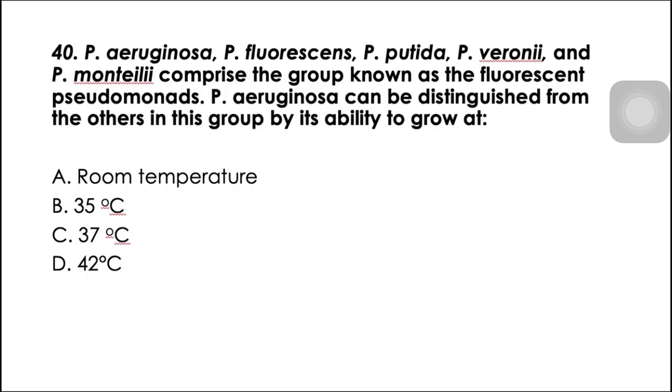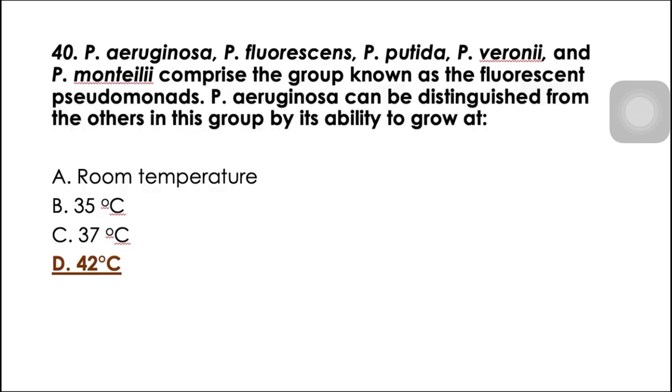Next, number 40, Pseudomonas aeruginosa, Pseudomonas fluorescens, Pseudomonas putida, Pseudomonas veronii, and Pseudomonas monteilii comprise the group known as the fluorescent Pseudomonads. Pseudomonas aeruginosa can be distinguished from other groups in this picture by its ability to grow at 42 degrees centigrade. So we have letter D, 42 degrees centigrade. Together nga po with Campylobacter, Pseudomonas aeruginosa can grow at 42 degrees centigrade. So they can grow both at 37 and 42 degrees centigrade, but their optimal growth is at 42 degrees centigrade.